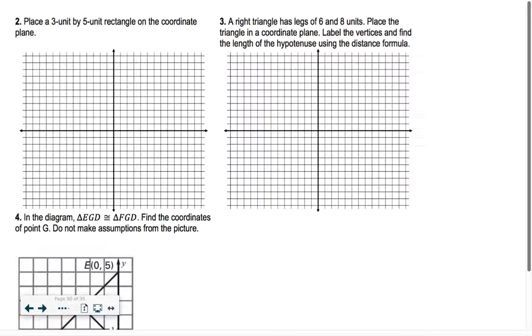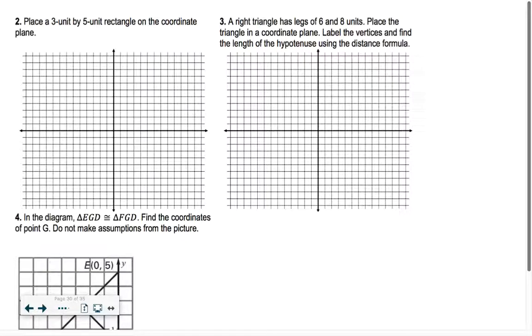Okay, so number 2, it says place a 3x5 unit rectangle on the coordinate plane. Okay, so you can put your 3x5 unit rectangle something like, well, that's not 5. But you could do something like this, but do we want to do something like that? No, because these points are all kind of weird points, right? They're not nice ones. What's the nicest way to put that rectangle on our coordinate plane?